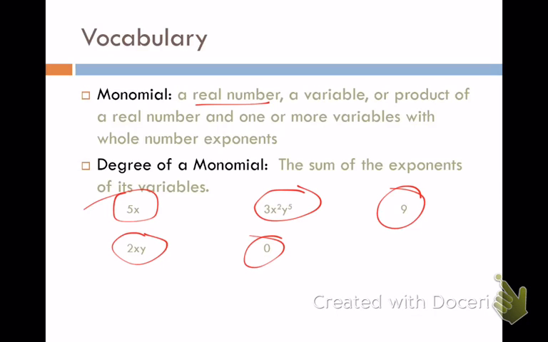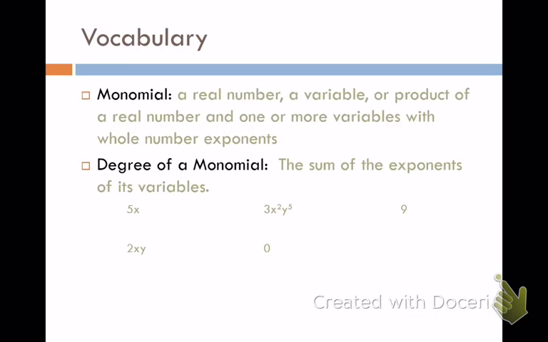Okay? Now, degrees. Look at 5x. The degree is the sum of the exponents on the variables. Well, the exponent on this variable is simply a 1, so this is degree 1. This one is 5 plus 2, so this one is degree 7. This guy doesn't have a variable, so you can imagine this could be x to the 0, because x to the 0 is 1, and 9 times 1 is 9. So we can pretend like it has a variable with an exponent of 0, but at any rate, if there are no variables, then the degree is just going to be 0.